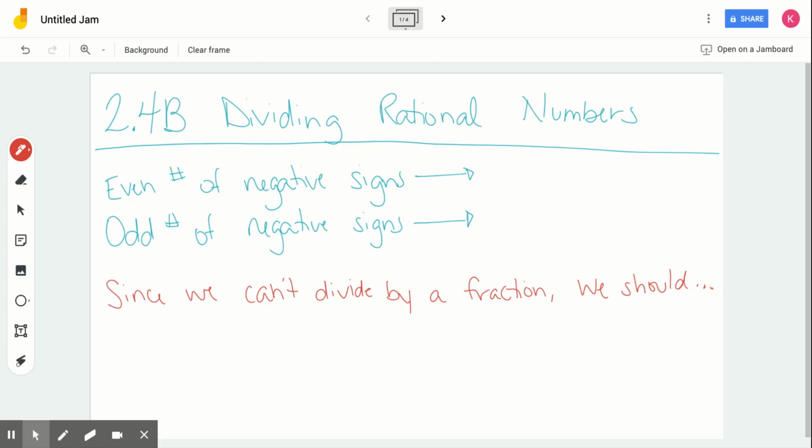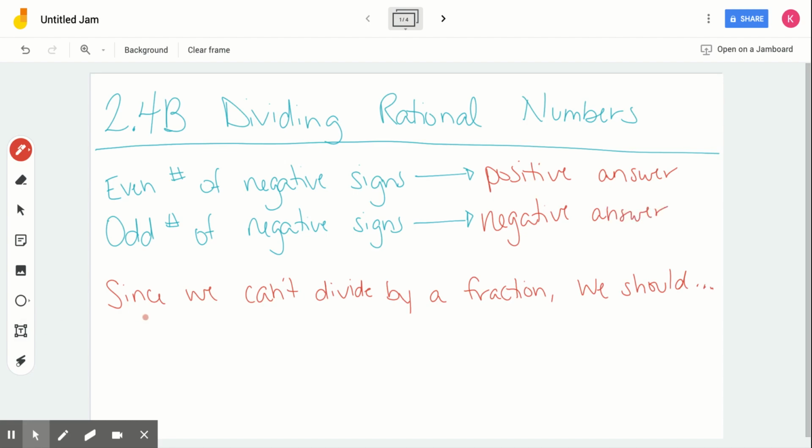Today we're going to be talking about lesson 2.4b for math on dividing rational numbers. So when we're dividing numbers with an even number of negative signs, just like from chapter 1, we are going to have a positive answer. When we are dividing two numbers with an odd number of negative signs, we are going to have a negative answer.